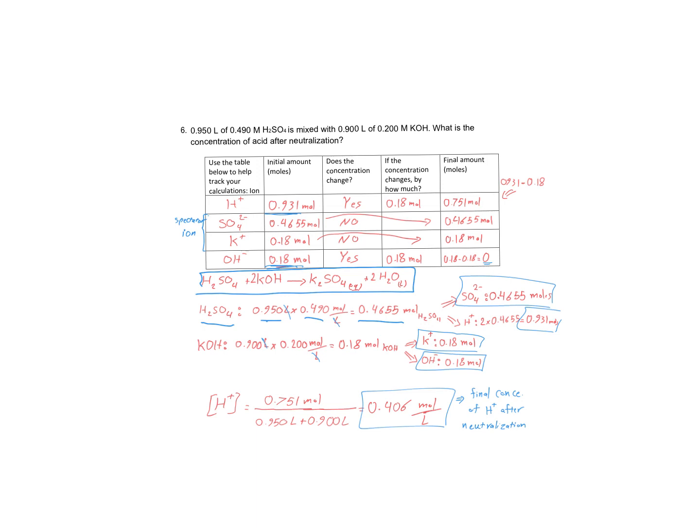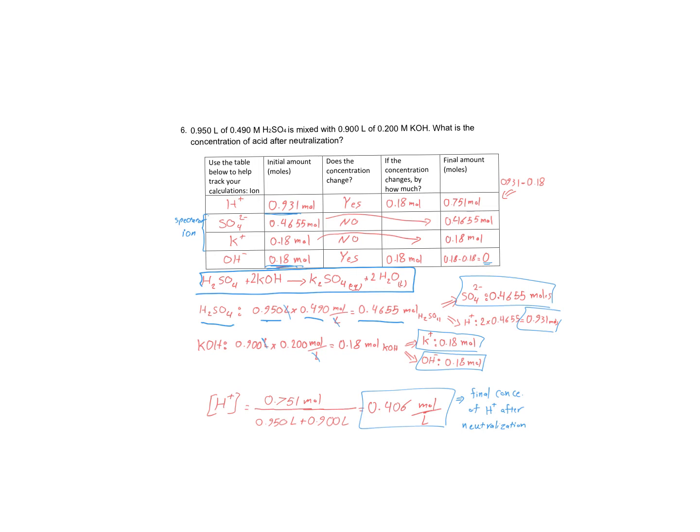So does the concentration change? If you write the net ionic equation for neutralization, you know it's H plus and OH minus gives you water, right? So the sulfate and potassium are spectator ions. Spectator ions, the concentration doesn't change. They're just there. They're in the solution, okay? So it's no for the spectator ions and yes for H plus and OH. How much does it change?